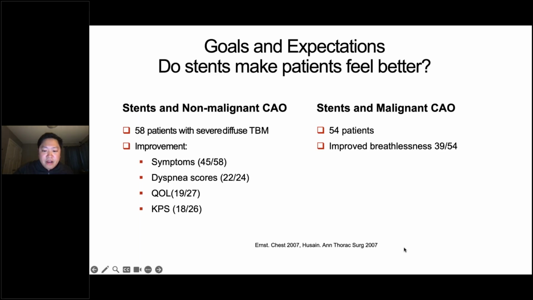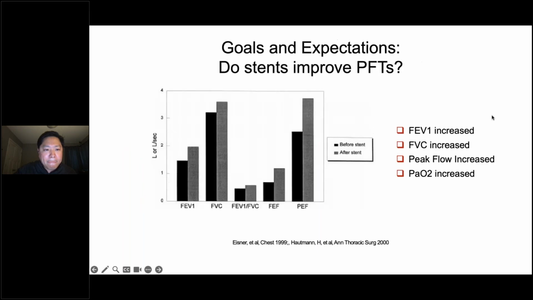Do patients feel better after stent placement? Whether it's for malignant or non-malignant disease, this is a mechanical issue. So if you're able to open up over 50% of the obstruction, patients will feel better. Their dyspnea scores and breathlessness scores do improve. And what we see with transplant patients is that pulmonary function tests do improve.